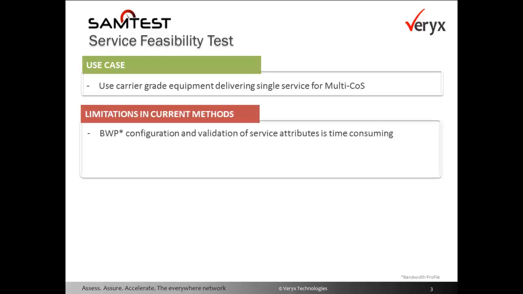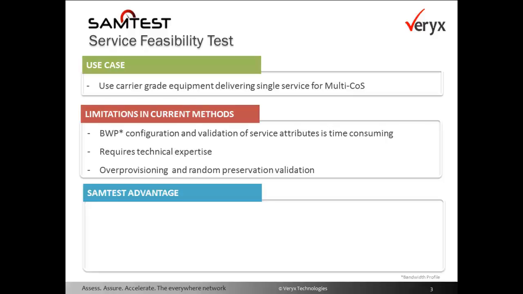Currently, arriving at the right bandwidth profile configuration and validating service attributes for VLAN or PCP preservation is time consuming. Also, technical expertise is required to isolate the multi-cost bandwidth profile failure and determine if it is either due to multi-cost configuration or PCP preservation failure. Typically, the service design team tries to overcome these challenges by over-provisioning and validating the preservation at random.